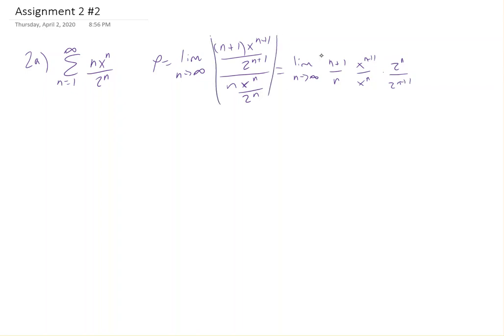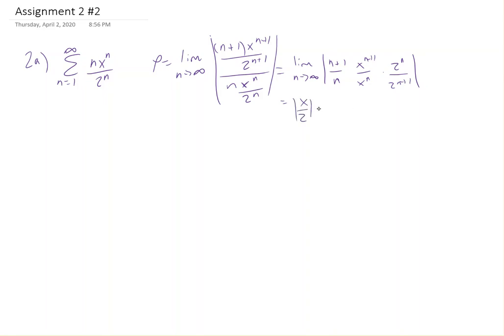Every single time. I'll get it one day. Okay, so n plus 1 over n is 1, right? And this is just going to be x, and this is just going to be 2. Oh, sweet. So we don't even need the limit anymore, right? Rho is going to equal just x over 2.